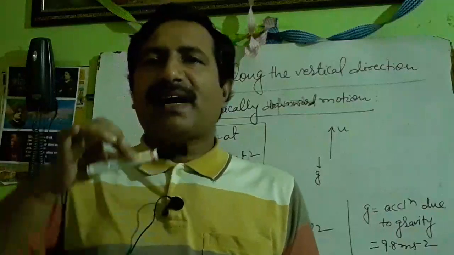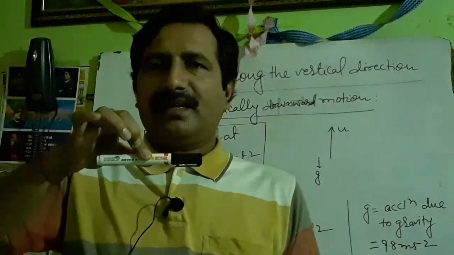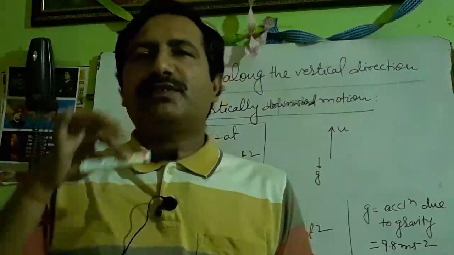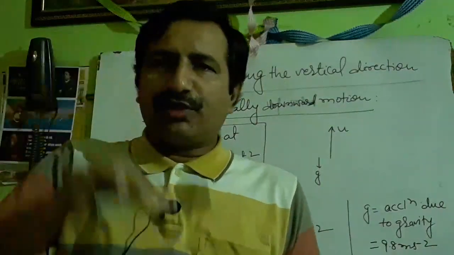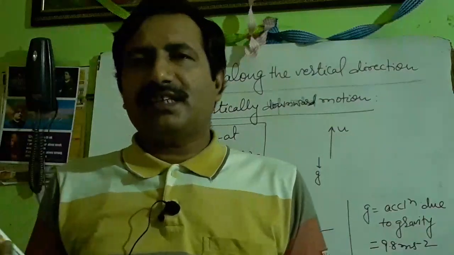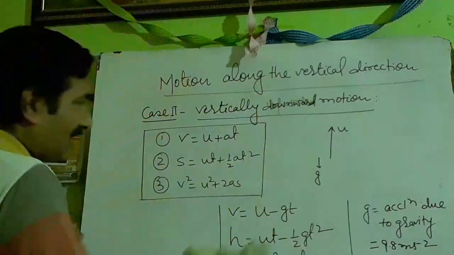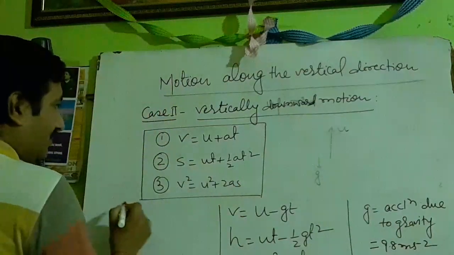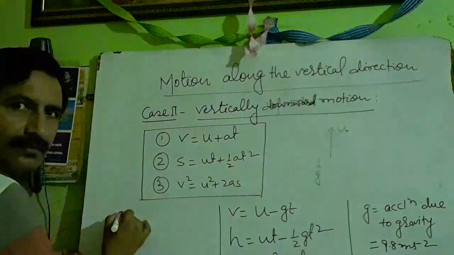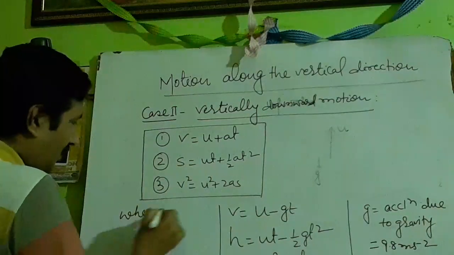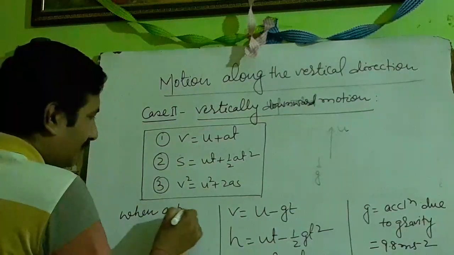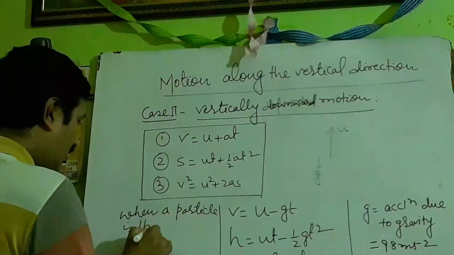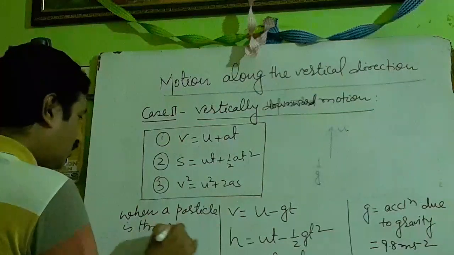In one situation the particle will start from rest. If you drop the body, you just leave it, and the initial velocity will become 0. And if you throw it down, then it will have some initial velocity. So first we write it when a particle is thrown down.